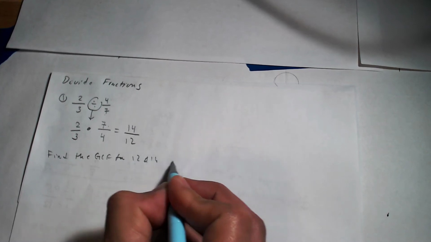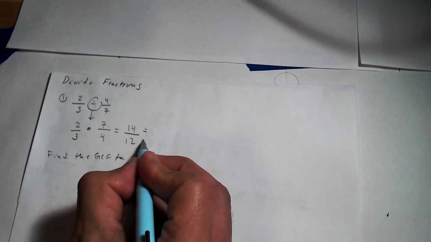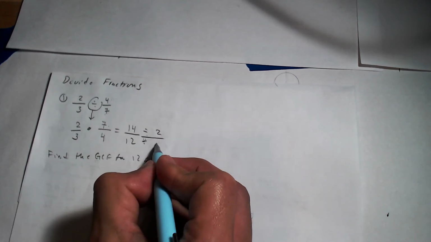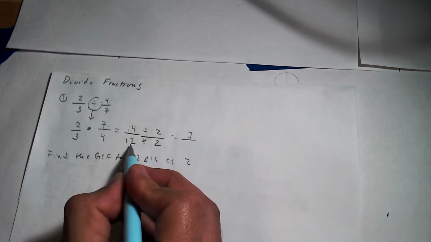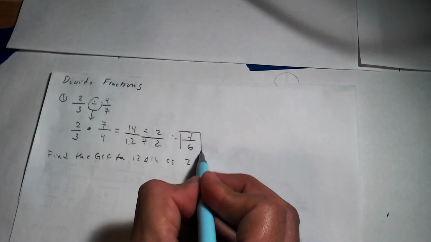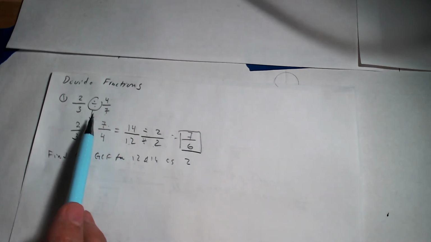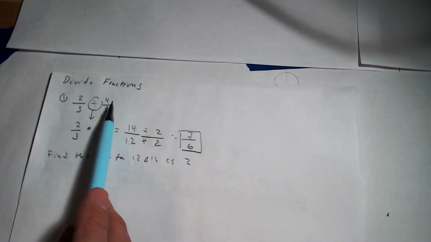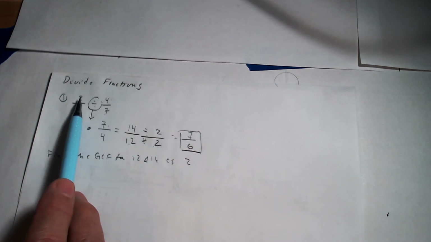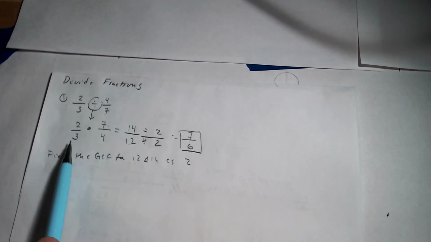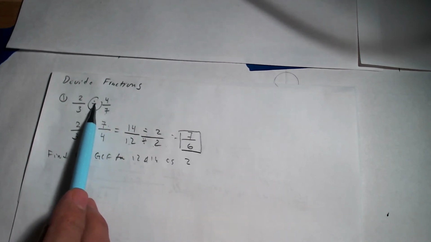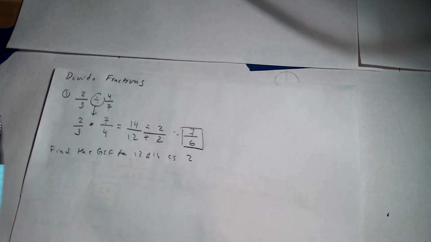The GCF of 12 and 14 is 2. So go ahead and divide 14 by 2, which gives you 7. 12 divided by 2 gives you 6. So this will be my answer. So again, when you divide fractions, you don't just divide the numerators and the denominators. In other words, you don't do 2 divided by 4, you don't do 3 divided by 7. You're going to have to get the reciprocal of this one and change the division to what? To multiplication.